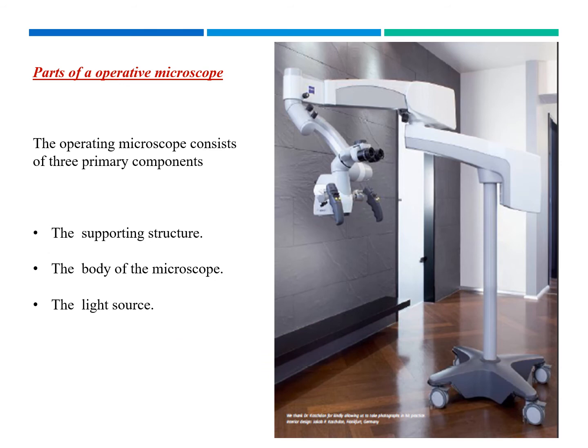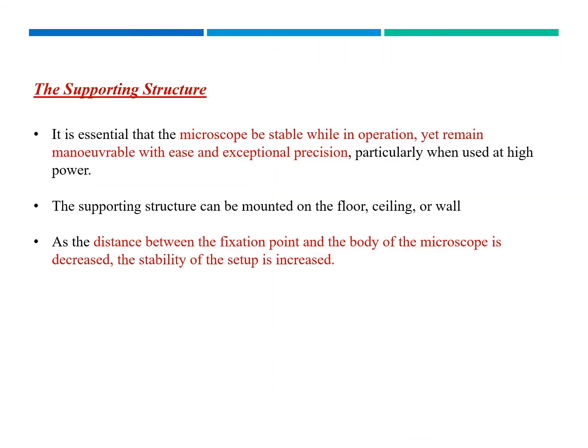Like I mentioned, the parts of an operating microscope: you have a supporting structure, and you have the body of the microscope, which consists of the lens, the handles, the change in diopter settings, everything, and obviously also supports the light source. The supporting structure: it is essential that the microscope be stable while in operation, yet remain maneuverable with ease and exceptional precision, particularly when used at high power.